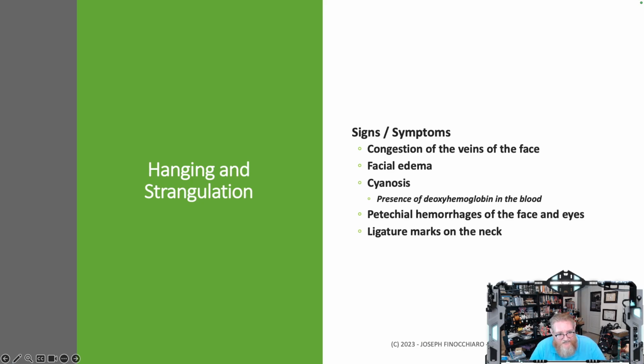Signs and symptoms of hanging and strangulation include congestion of the veins of the face, facial edema, cyanosis, which is the presence of deoxyhemoglobin or deoxygenated blood, petechial hemorrhages of the face and eyes, and ligature marks on the neck.